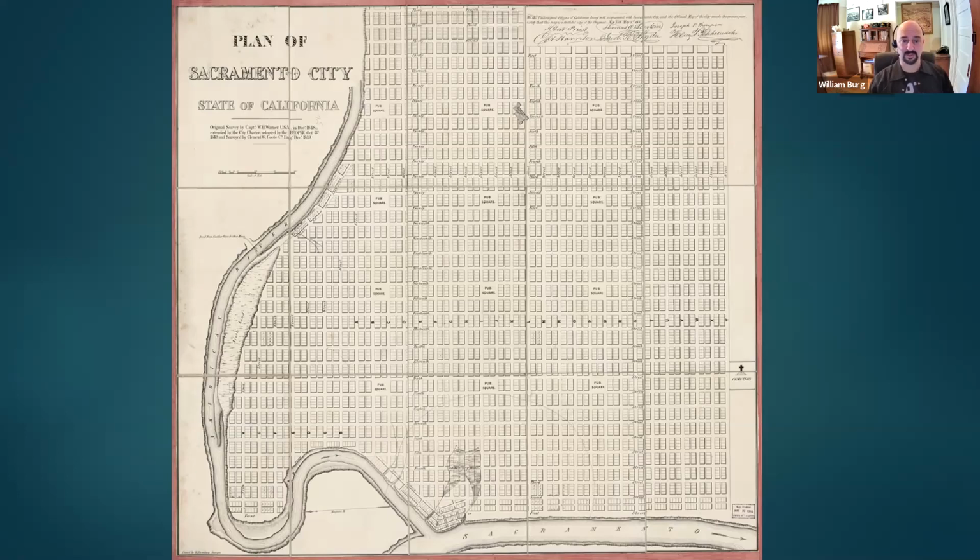So there were measures taken to build levees to protect us. And then a few years later, people realized that a city made entirely of wood burns really well. So we had two major fires in 1852 and 1854. So we started requiring that downtown buildings be made of brick.